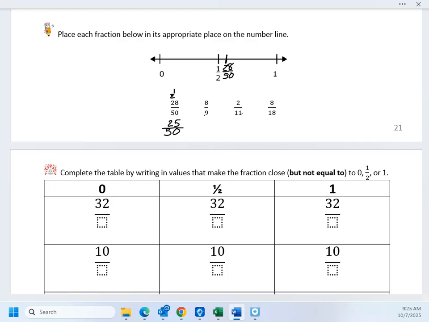We will see this again on the test. So it is important that we understand how to put it on the number line, okay? If you want to check, after you've done it, come to me and we can check to see if you're doing it correctly.